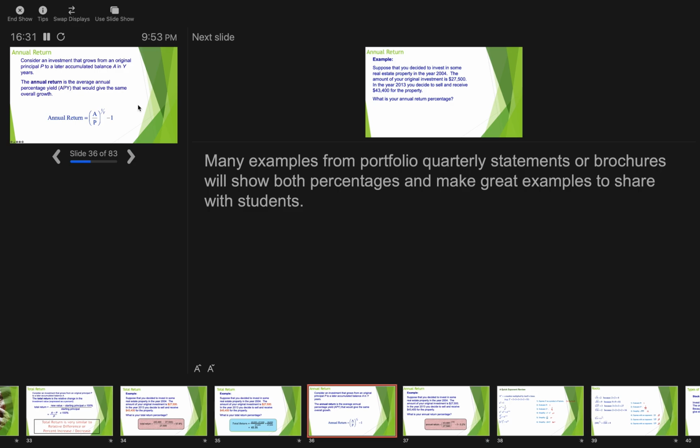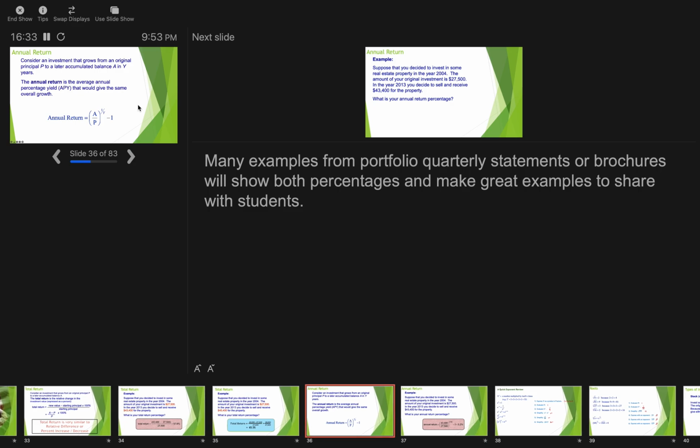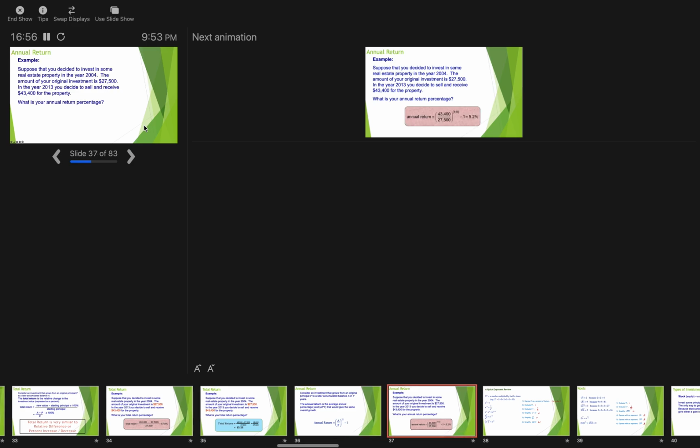Now, annual return. Consider an investment that grows from its original principal P to a later balance A in Y years. Same setup we had before. The annual return is the average annual percentage yield that would give the same overall growth. And again, they give you a formula. So you just follow the formula. A over P to the 1 over Y power minus 1.